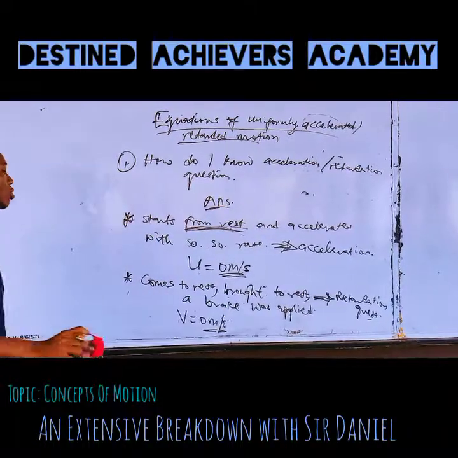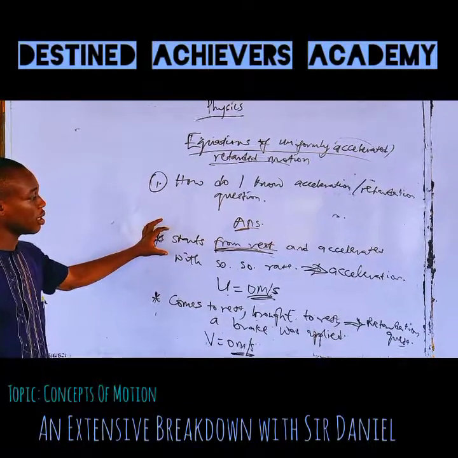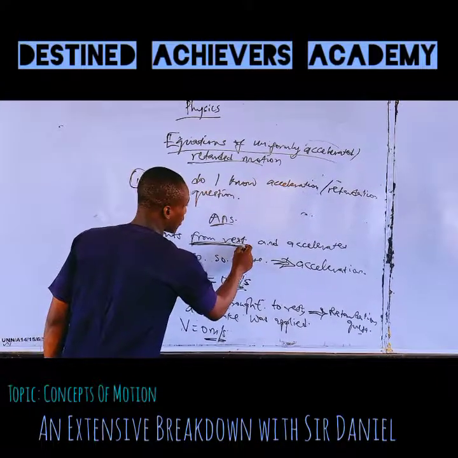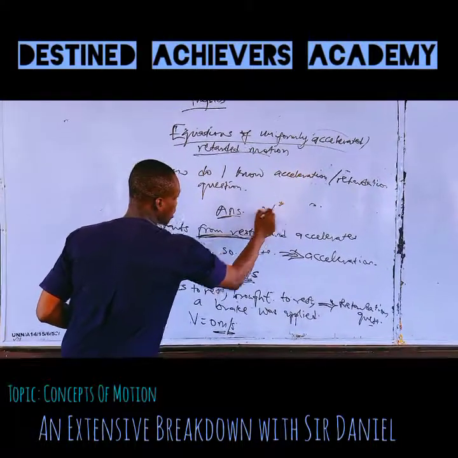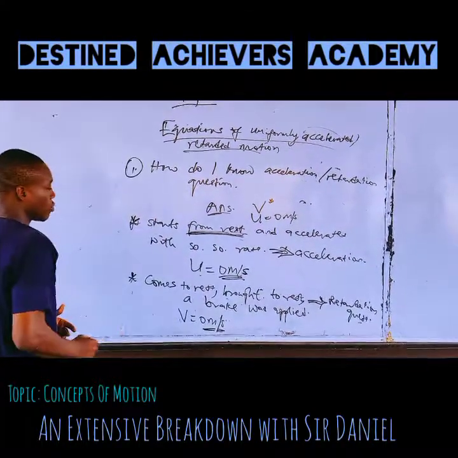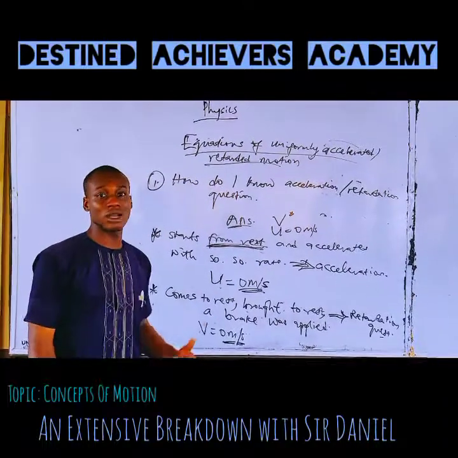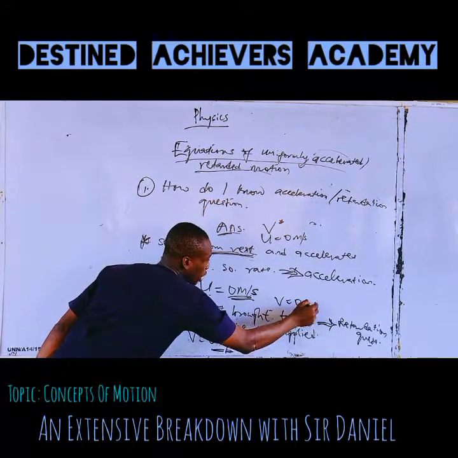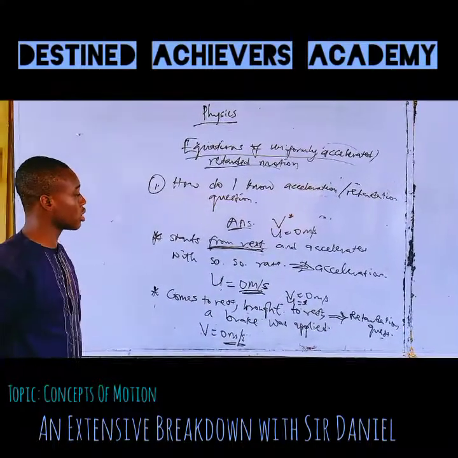Another thing I would like you to note here: whenever a question is an acceleration question and they say it starts from rest, that means any other velocity value they gave you is your V, and from rest means U is equal to 0 meter per second. But when you come to retardation, since the object comes to rest, V is equal to 0 meter per second, and any other value of speed they gave you is your U. Okay, so just take note of that.